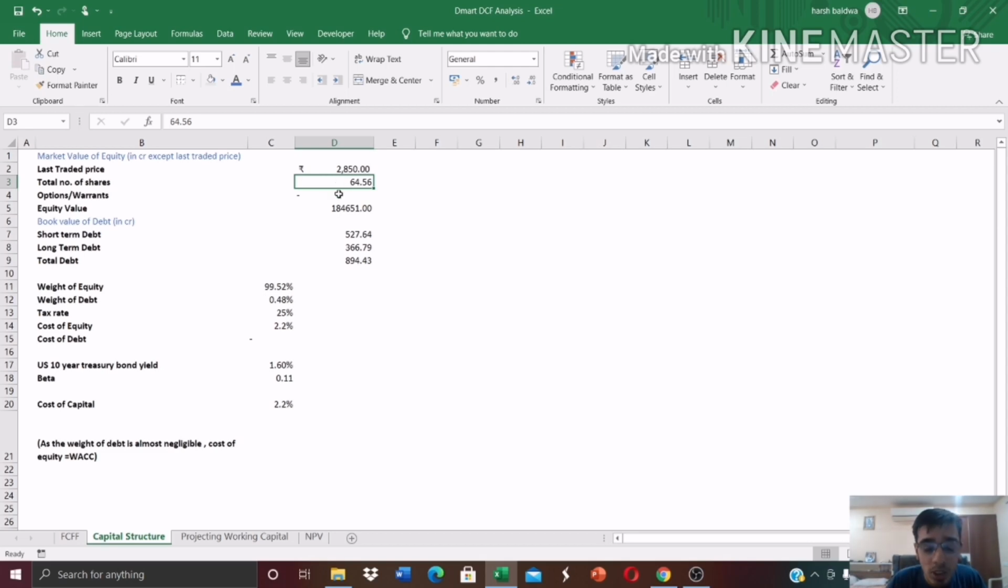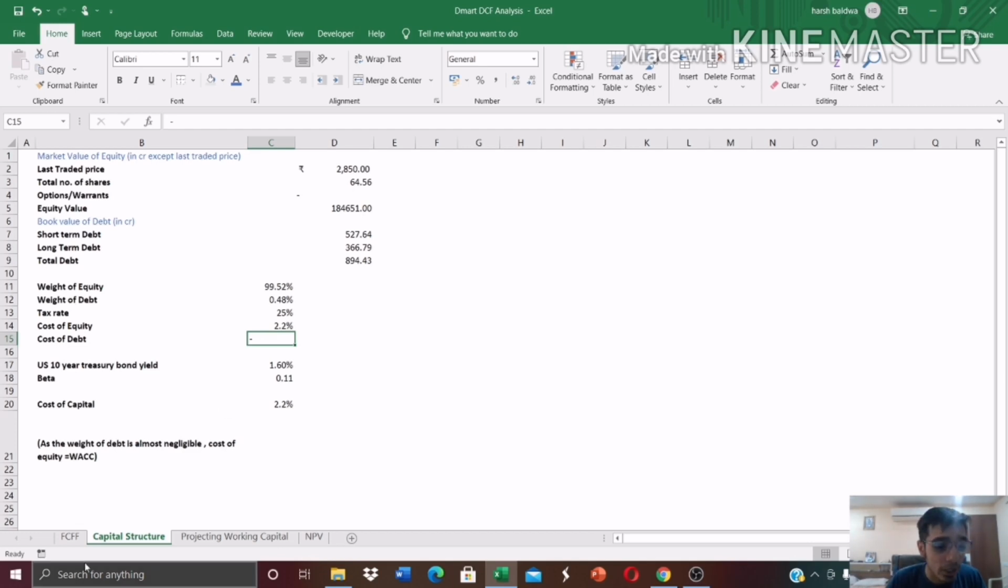However, to keep things simple, I have taken a company which doesn't have any options, warrants, and which also doesn't have any debt. Otherwise, a lot of calculation goes into calculating the cost of debt as well.